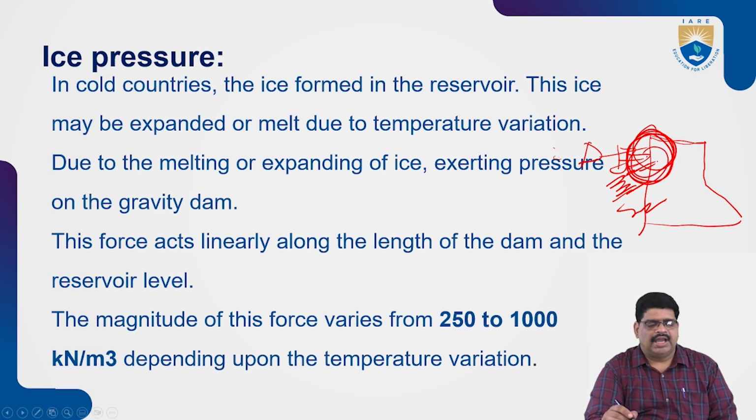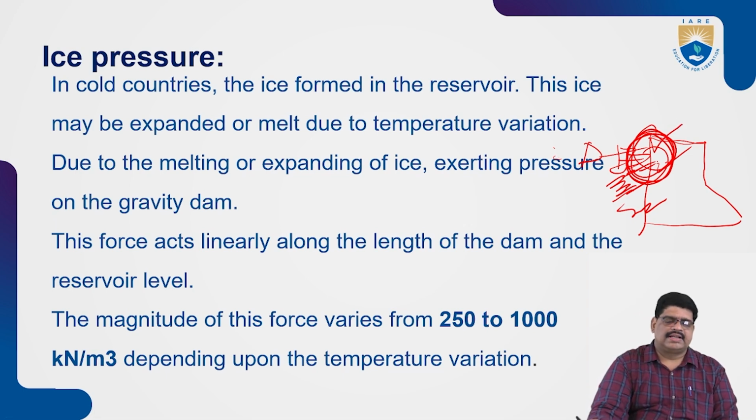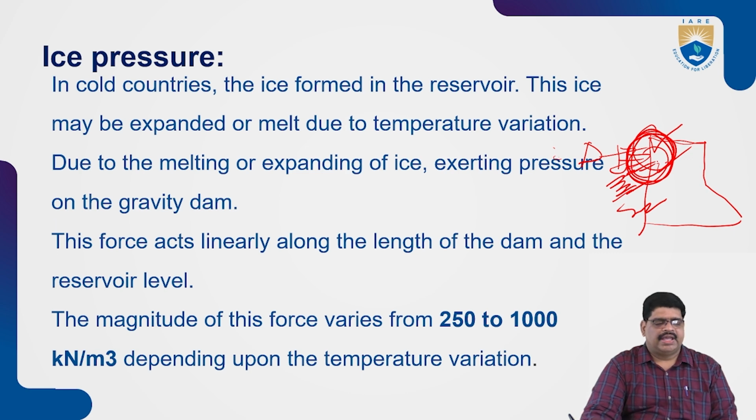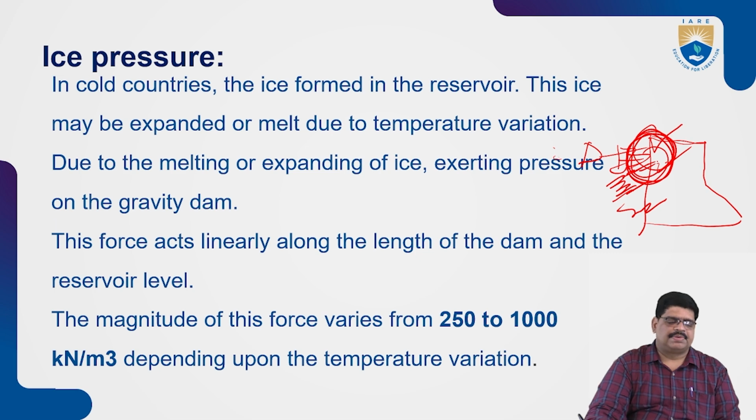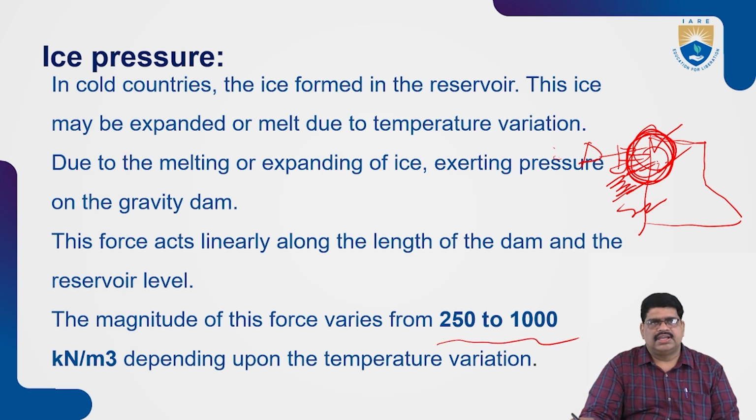So that's why we have to take ice into consideration, especially in the construction of gravity dams in cold countries. In cold countries, the ice can expand with temperature variation, and the melting pressure of the ice expands and exerts pressure on the gravity dam. The force acts linearly along the length of the dam at the reservoir level. The magnitude of this value can be 250 to 1000 kilonewton per meter, depending on the temperature variations.